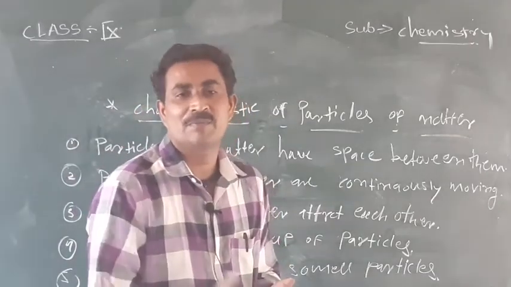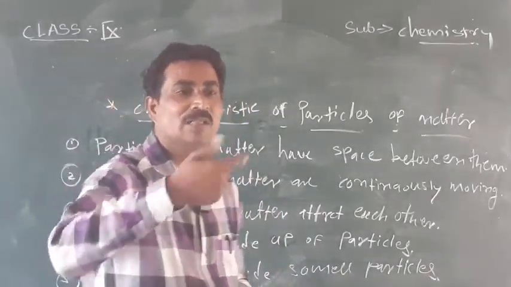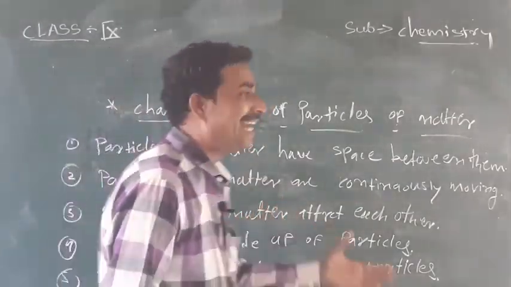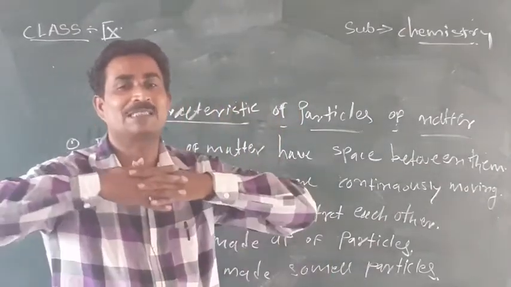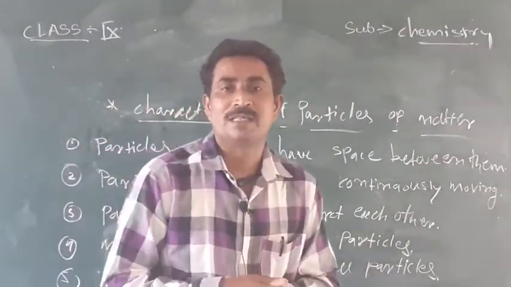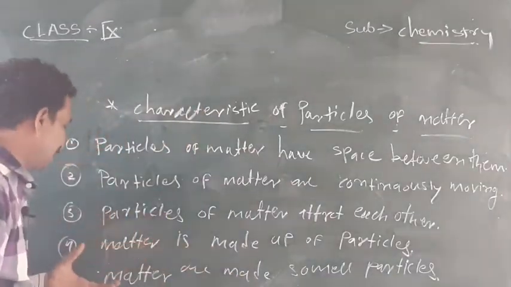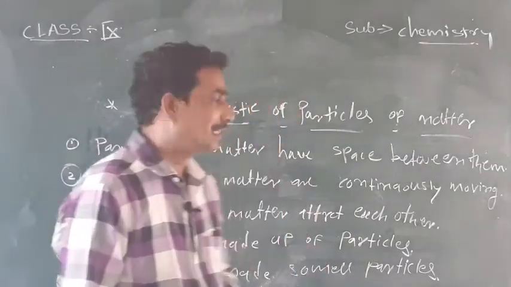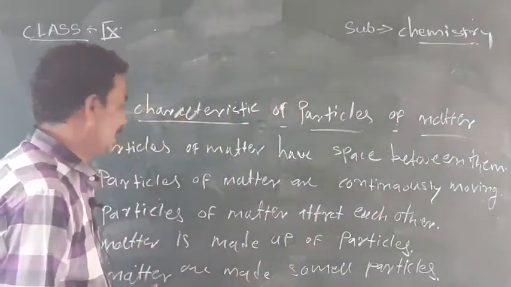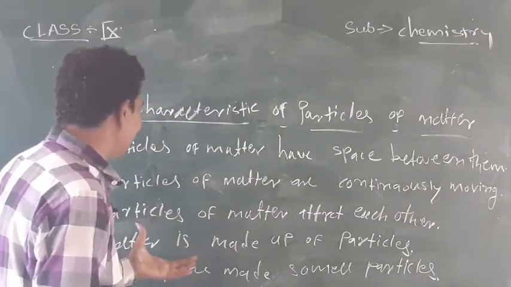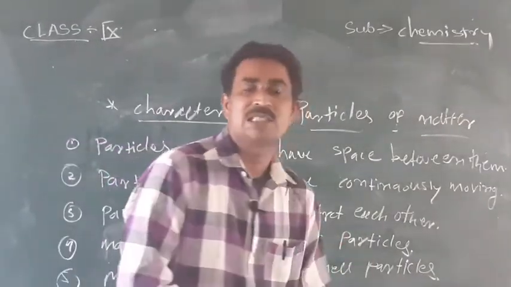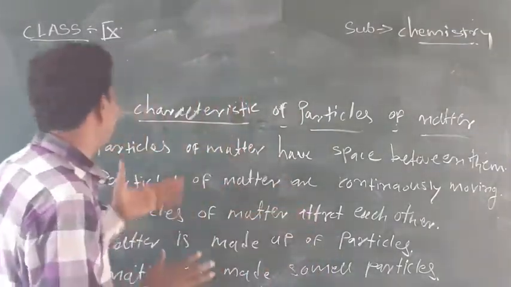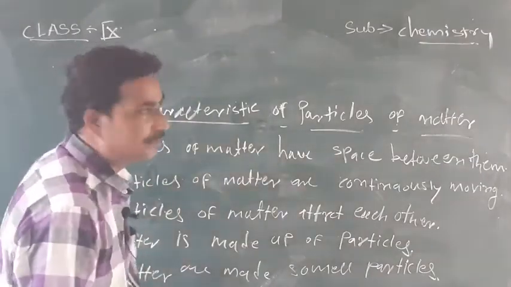The second point: particles of matter are continuously moving. This means there is a particular orbit, and within it the atoms are continuously moving. Then, particles of matter attract each other, which means a force of attraction acts between them. Next, fourth: matter is made of small particles. We can also say matter is made of particles. These are the important characteristics of matter we learned today.